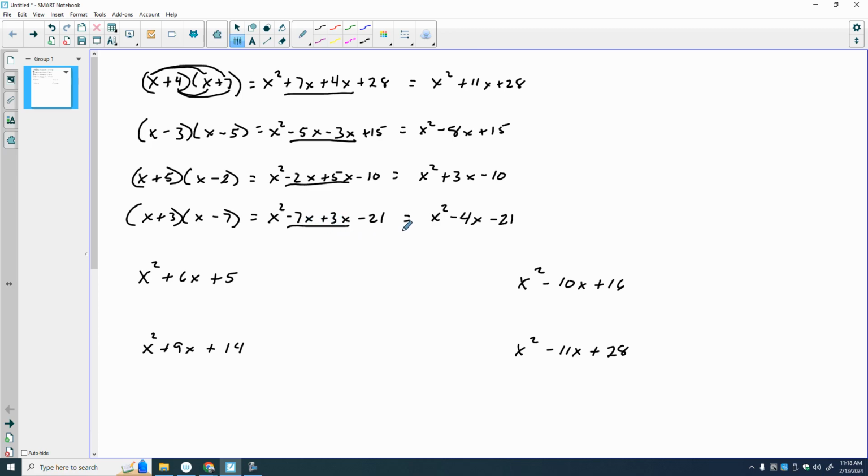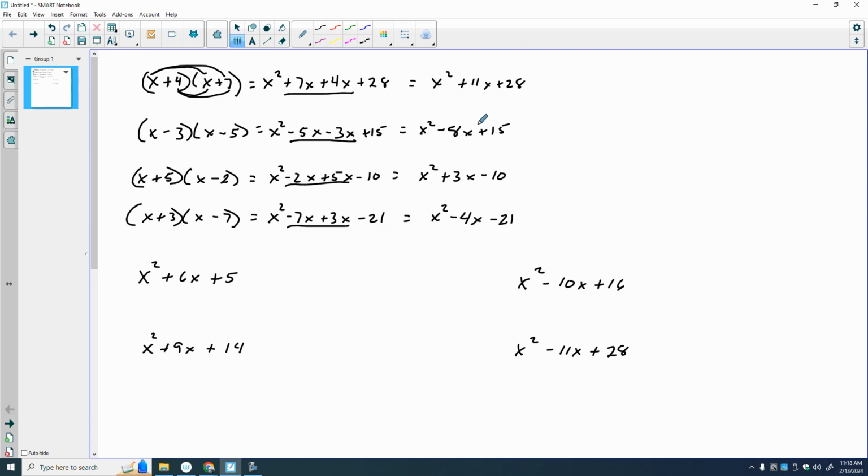Okay, let's do some summaries. Notice when this last term is negative, these two numbers are different signs. And when these two numbers are different signs, I subtract my product when I combine like terms, and I get that number there. If the larger number is negative, it's negative. If the larger number is positive, it's positive.